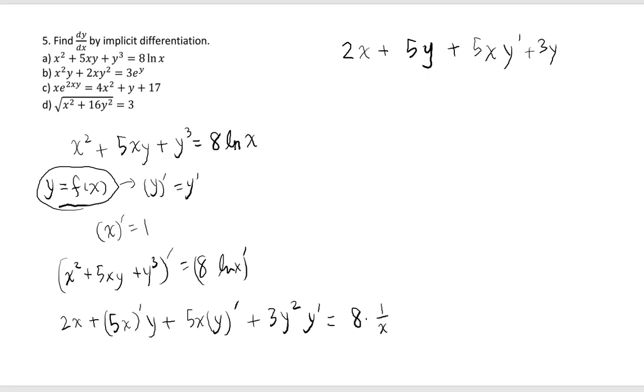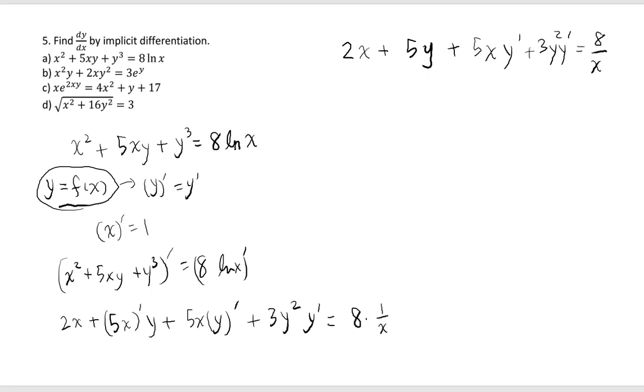Plus 3y squared y prime equals 8 over x. So that's the first step. You've done the derivative. Now the next thing you have to do is figure out what y prime is equal to. So you need to solve for y prime.